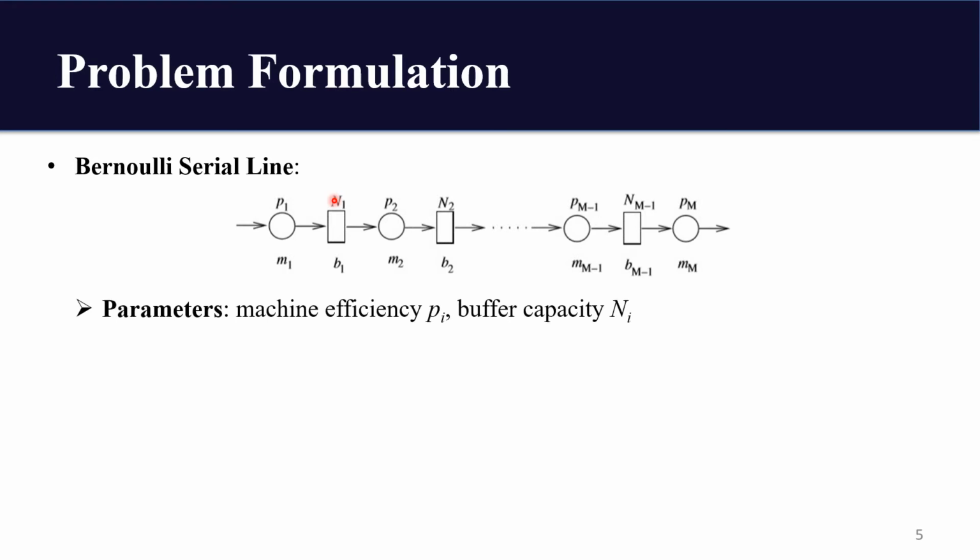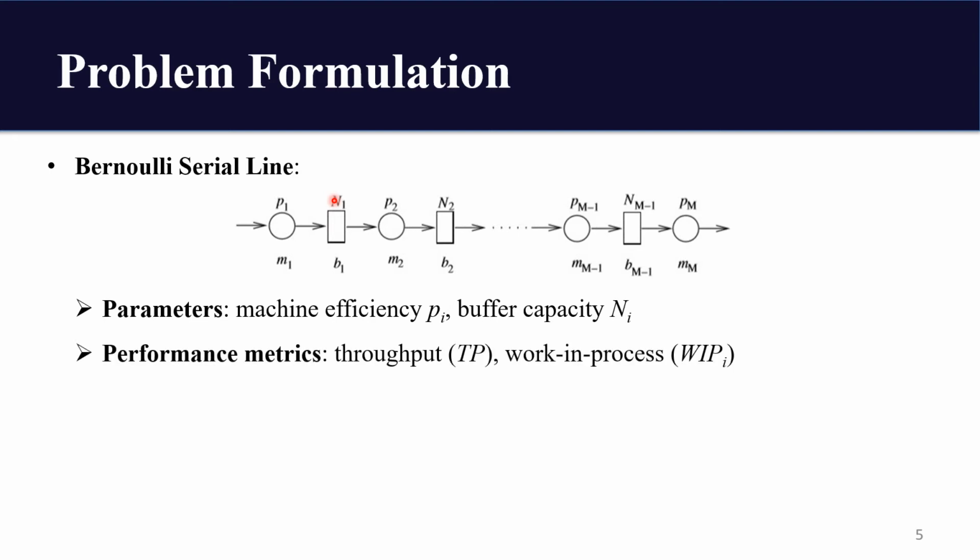Pi is machine efficiency and Ni is buffer capacity. System throughput and work in process are performance metrics. System throughput is the average number of jobs produced by the last machine, and the work in process is the average number of jobs in each buffer in the steady state. Throughput and work in process are standard key performance indices of a production system. They are easy to collect on the factory floor and reflect the main characteristics, so we use them as a basis.